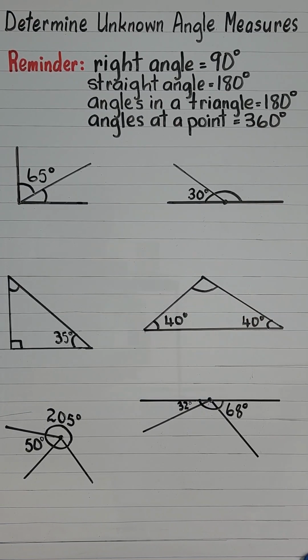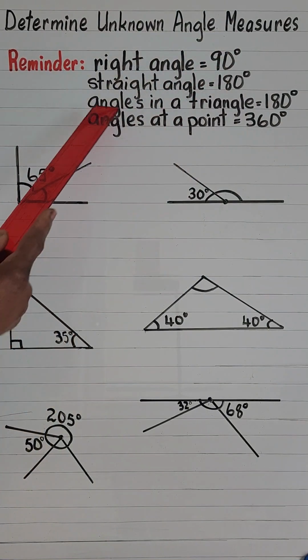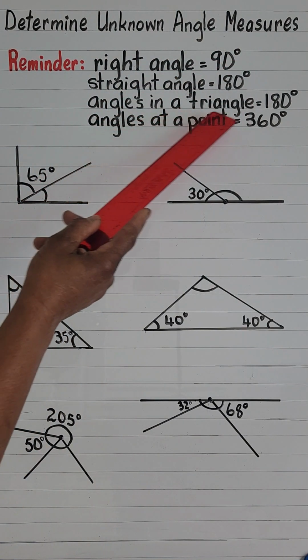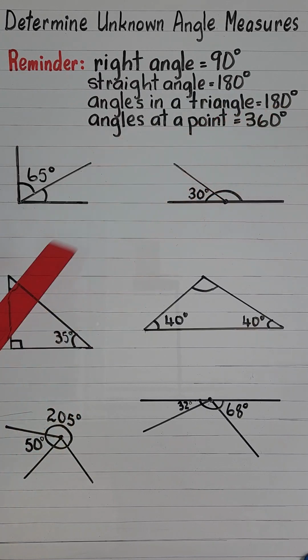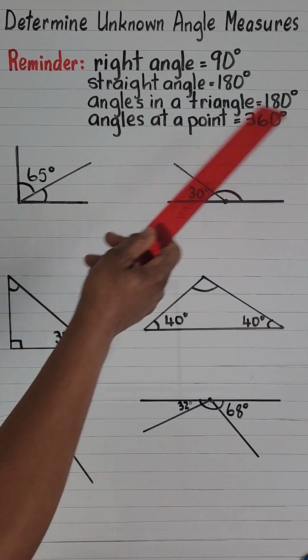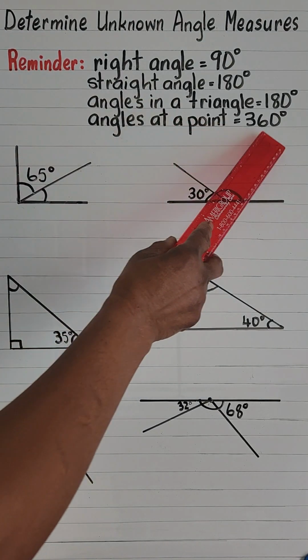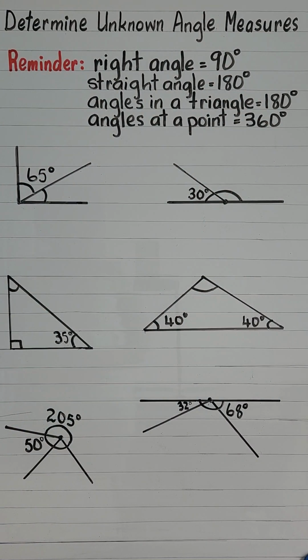Right angle, 90 degrees. Straight angle, 180 degrees. Angles in a triangle, 180 degrees. Angles at a point or angles around a point or a full angle is equal to 360 degrees.